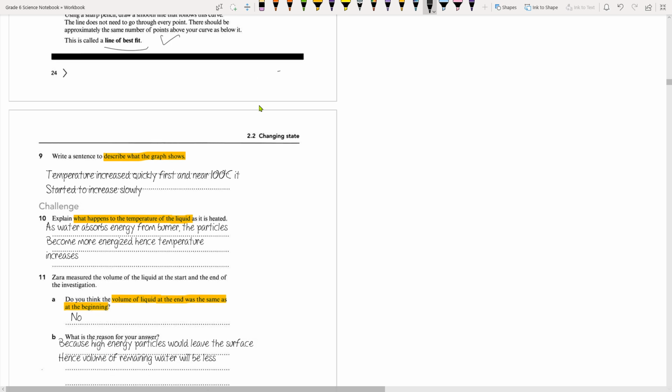Okay, what happens to the temperature of the liquid as it is heated? As the water absorbs energy from the burner, the particles become more energized, hence the temperature increases. They start to move more vigorously, right?